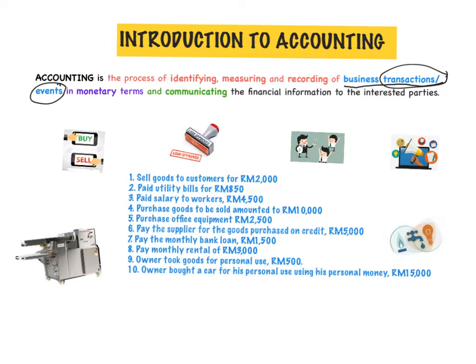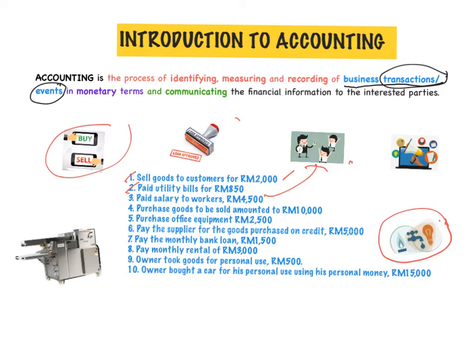So what are business transactions? Here I list several business transactions. Number 1, you sell goods to customers for 2,000. This is a business transaction that you have to record. Number 2, you pay the utility bills, the water, the electricity, and you need to record this. Number 3, you pay the salaries to your workers. When you pay the salary to your workers, you need to record them.